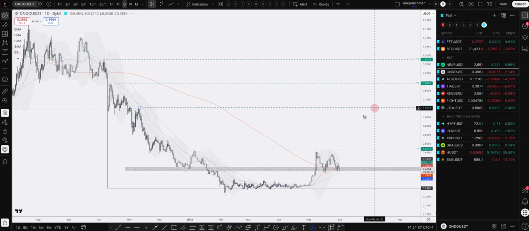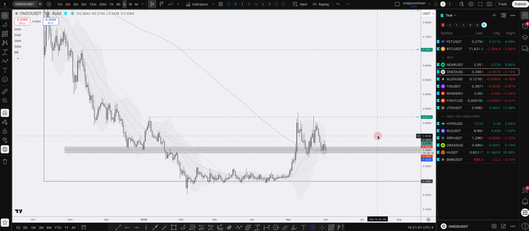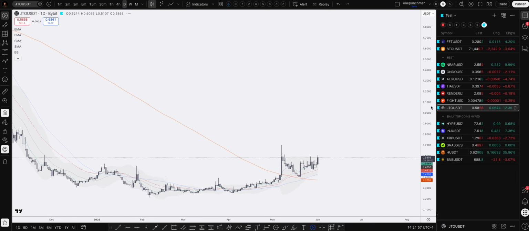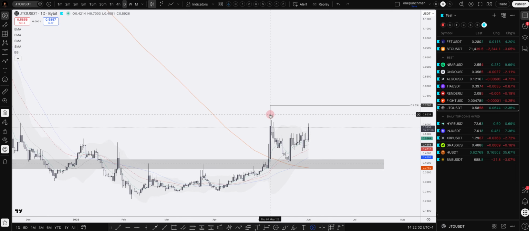So if we go back to Ondo, see that? Also with crypto, a lot of things are fractal. You'll notice similar patterns between assets. So in this case, you have price going higher, it comes back into demand, creates a lower high, goes back into demand, right? If we go back to JTO, look at what this is doing. Back into demand, goes higher, starts to come back into demand. Now it's going a little bit higher here, but it's very, very similar.